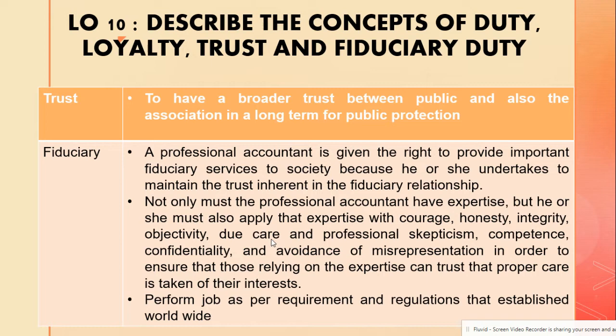Okay, so not only must the professional accountant have expertise, but he or she must also apply that expertise with courage, honesty, integrity, objectivity, due care, and professional skepticism, competence, confidentiality, and avoidance of misrepresentation in order to ensure that those relying on the expertise can trust that proper care is taken of their interests. Okay, because many people, the stakeholders, are depending on the report made by these accountants.